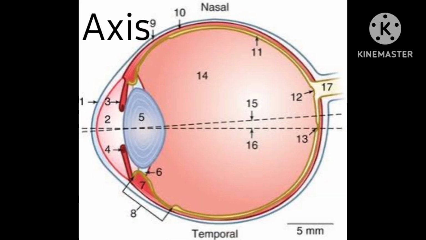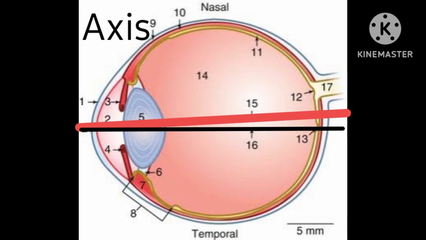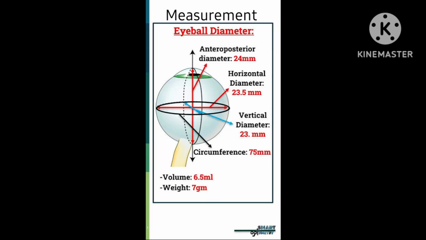There are two imaginary axes. One is called the optic axis and another one is the visual axis. Optic axis is from anterior pole to posterior pole and visual axis is from anterior pole to fovea centralis. Measurement of eyeball. Eyeball measures approximately 24 mm anteroposteriorly, transversely and vertically.